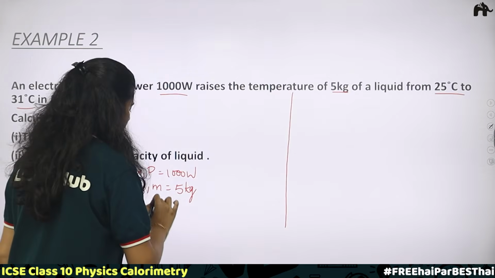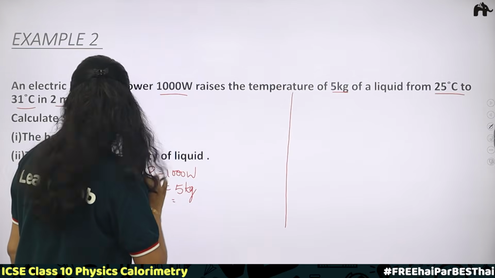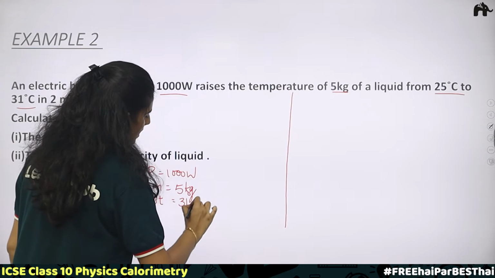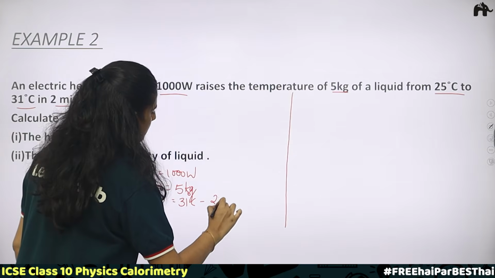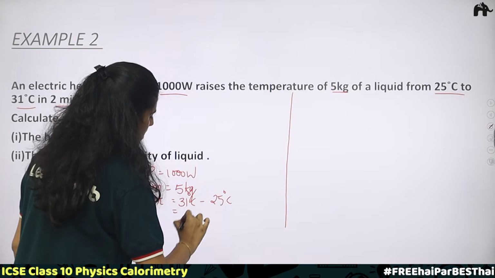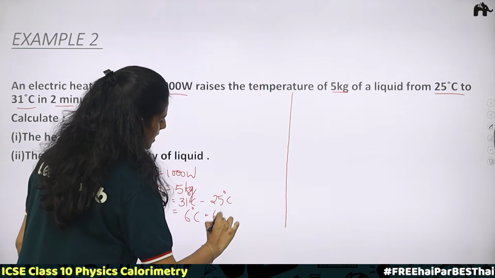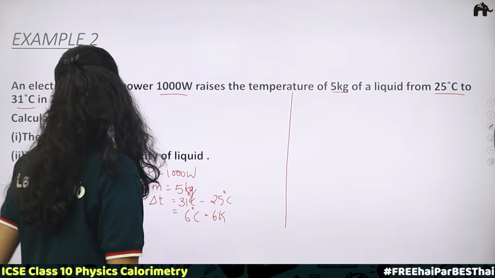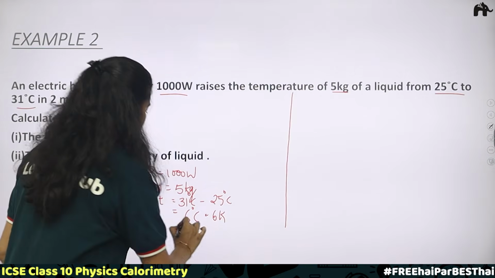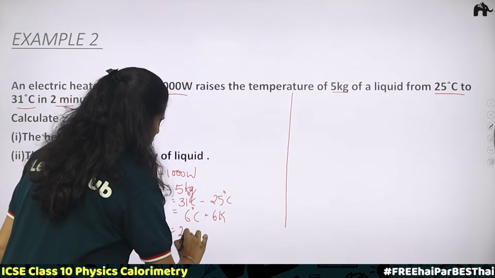Change in temperature, delta T is equal to 31 degrees Celsius minus 25 degrees Celsius, which is 6 degrees Celsius or 6 Kelvin. We got the change in temperature. In 2 minutes, time is given. Time t is equal to 2 minutes.